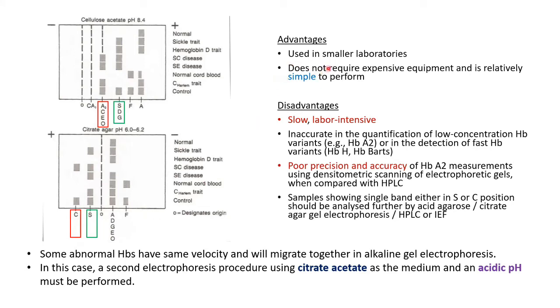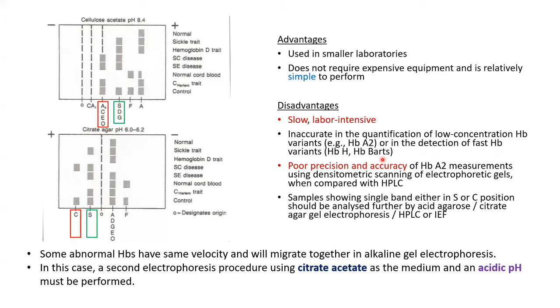However, this can be used in smaller laboratories and does not require any expensive equipment and is simple to perform. But the limitations are that it is slow, it is labor intensive, and it is a qualitative technique. You cannot quantify accurately low concentrations of hemoglobin as well as certain fast moving variants, that is hemoglobin H and BARTs. So the electrophoresis method has largely been superseded by the HPLC in most laboratories. However, some laboratories still use hemoglobin electrophoresis, gel electrophoresis to diagnose variants, but you cannot quantitate them.